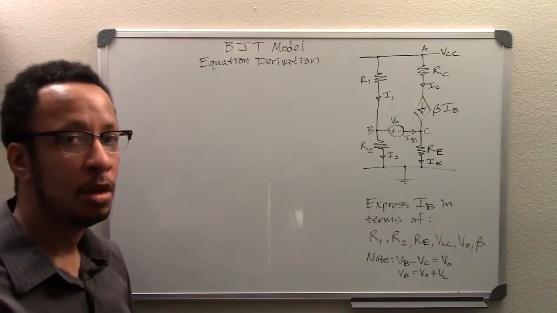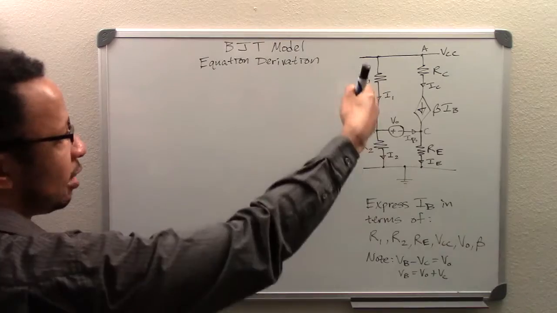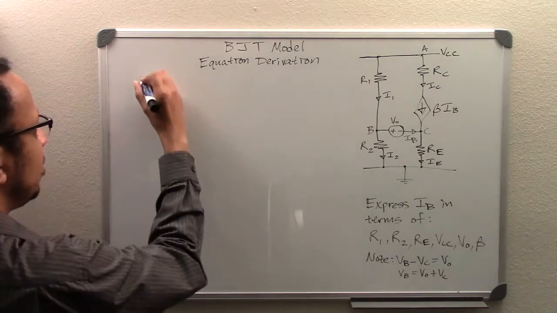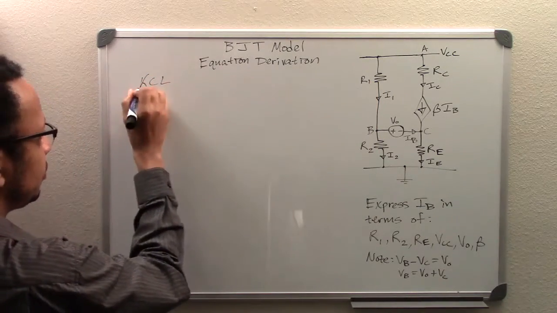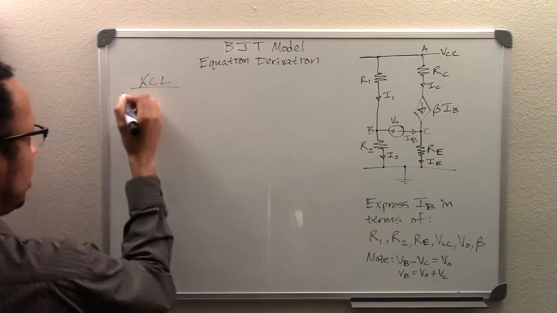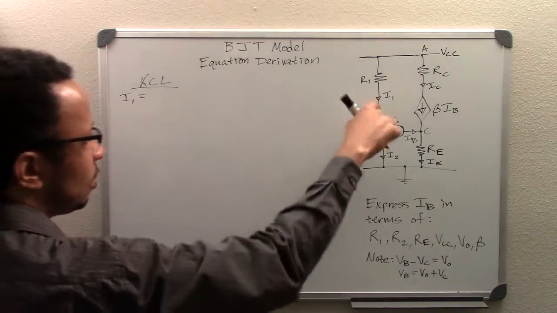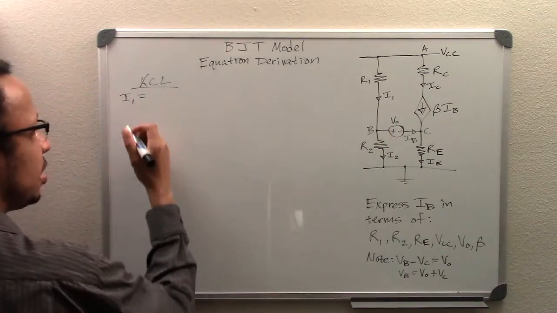So I'll go ahead and start on the left hand side over here. I'm going to use KCL, Kirchhoff's current law, and I'm going to make a statement here. That statement says I1 equals I2 plus IB.